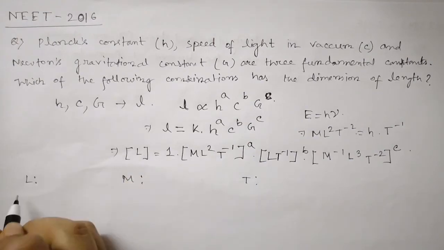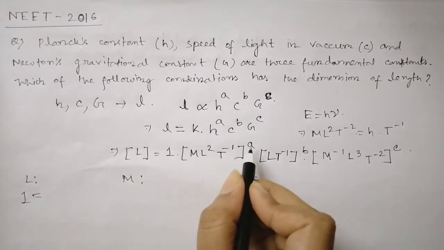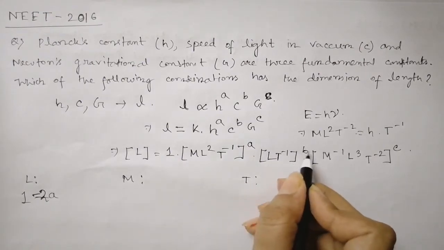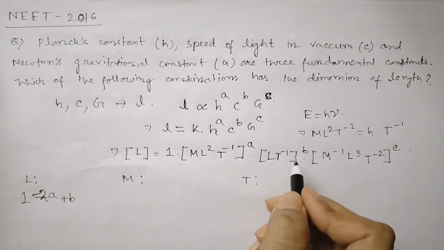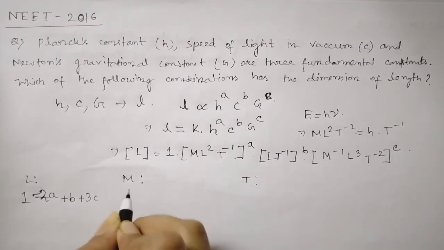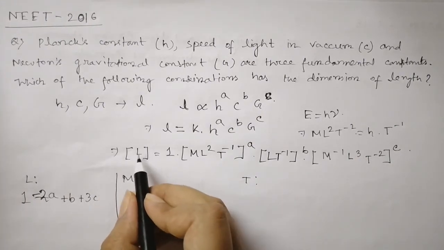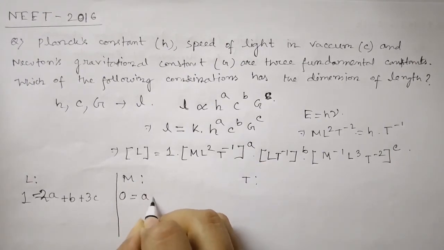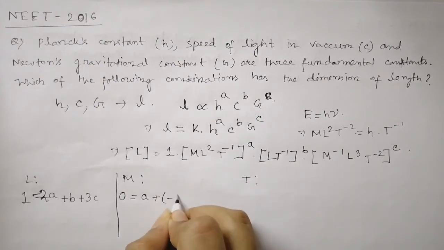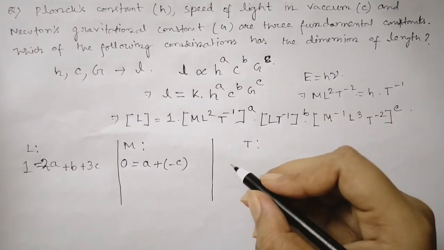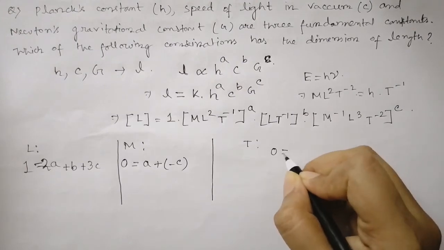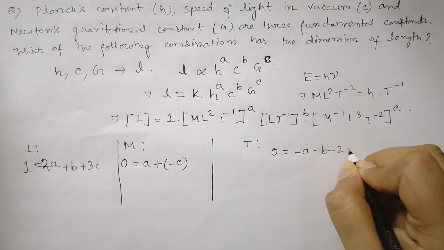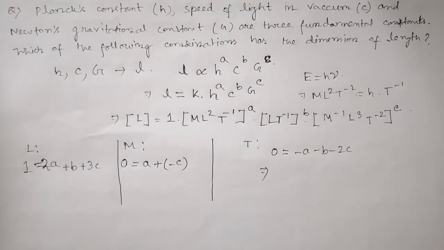In the left hand side, the power of L is 1. Put 1 equal to, in the right hand side, 2a plus b plus 3c. In the left hand side there is no M, so 0 equals a minus c. For T there is no T in the left hand side, so 0 equals minus a minus b minus 2c. So solve the three equations, you can get the values of a, b, c.